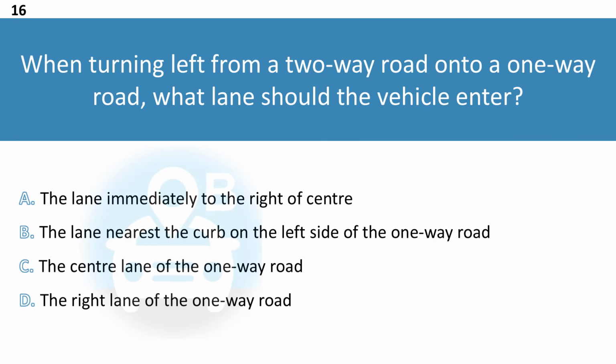When turning left from a two-way road onto a one-way road, what lane should the vehicle enter? A. The lane immediately to the right of center. B. The lane nearest the curb on the left side of the one-way road. C. The center lane of the one-way road. D. The right lane of the one-way road.